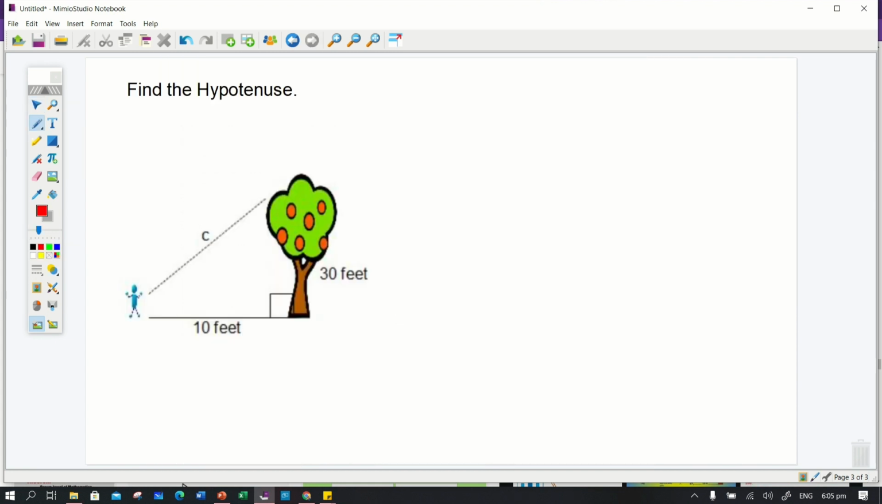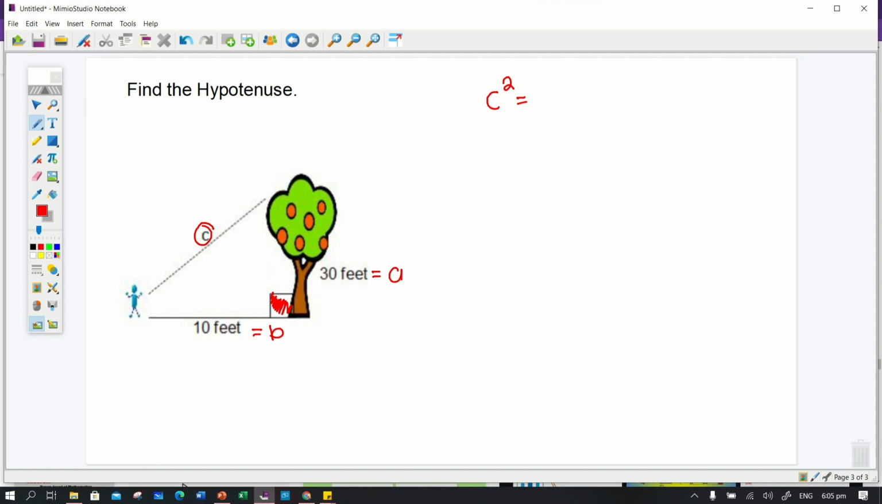So let's try to solve this problem. Suppose we're going to find the hypotenuse. And remember, hypotenuse is the longest side in a right triangle. Also, take note that hypotenuse is opposite our right angle. So, if we let 30 feet be our leg A and 10 feet be our leg B, then we're looking for the hypotenuse C. We will apply Pythagorean theorem. Remember that you can only apply Pythagorean theorem in a right triangle.